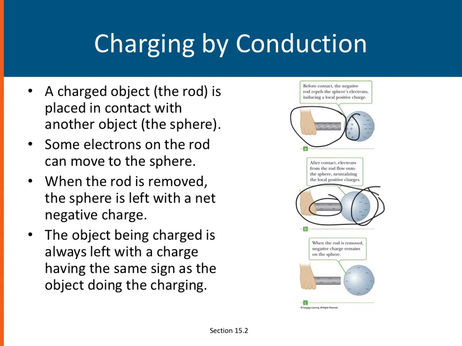But when that happens, the negative charge, the electrons that are on the rod, will jump over onto the sphere. And then if you remove the rod, so in this step you remove the rod, the negative electrons are now kind of trapped on the sphere, and so now the sphere has a net negative charge. So with conduction, the object that's being charged is always going to have the same sign charge as the object that was doing the charging. So since the rod was negative, the sphere is going to come out with a net negative charge.